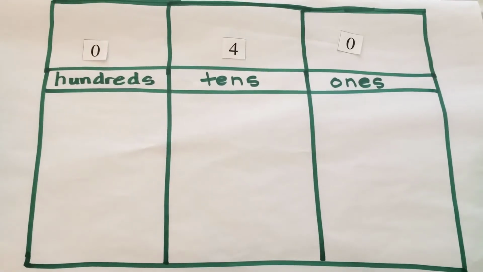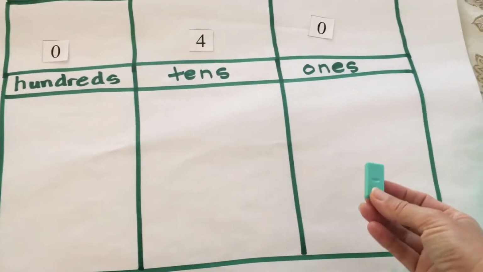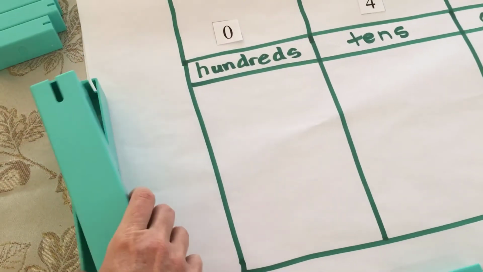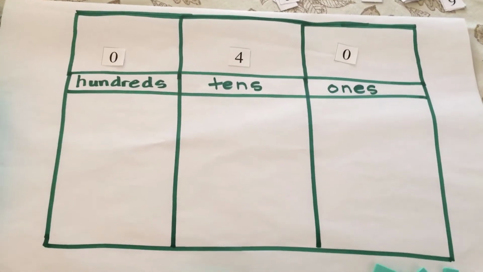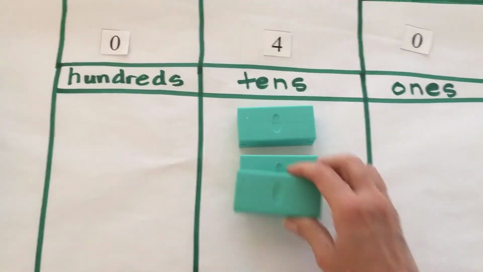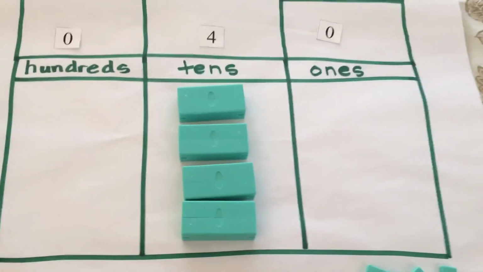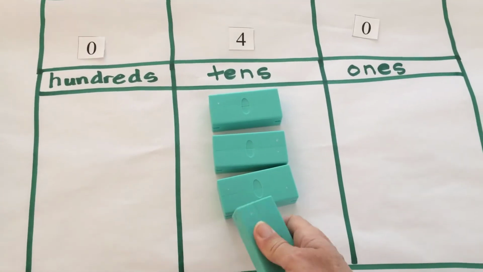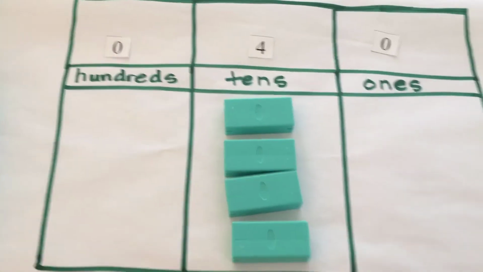And then I'll ask them to pick which ones they would use. Would they use these? Would they use these? Would they use a whole 100 to show me 40? And then the kids would know I have 4 of these. So I have 4 tens. Now if I would say, can you please prove to me that that's 40? How would they be able to prove it? Well, they could open these up and they could count to 40 and show that that's 40.